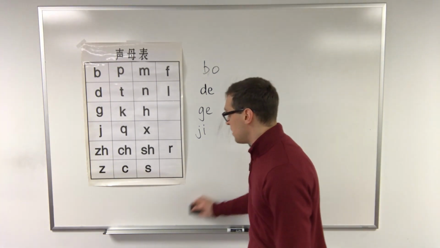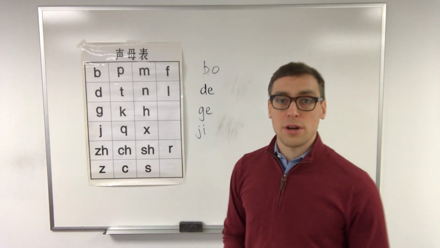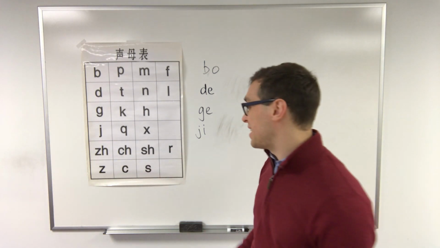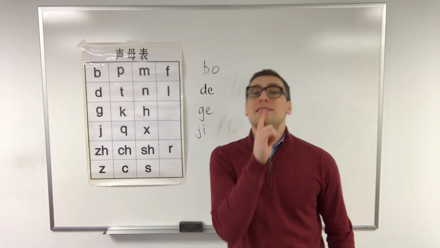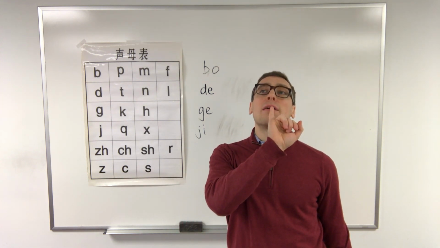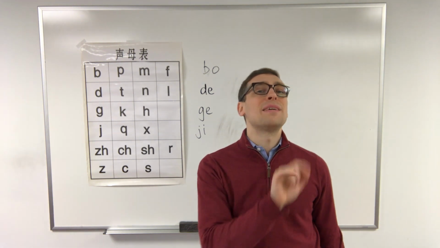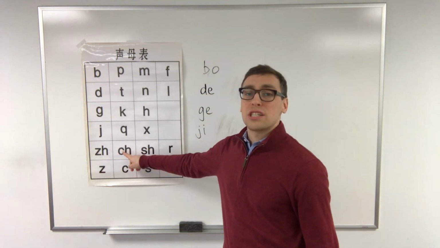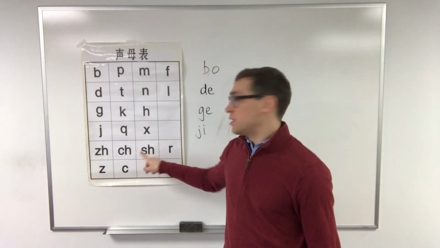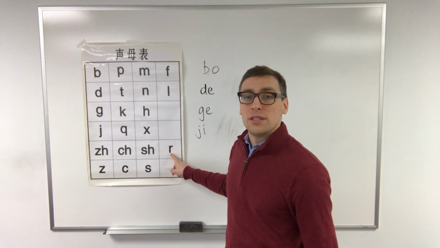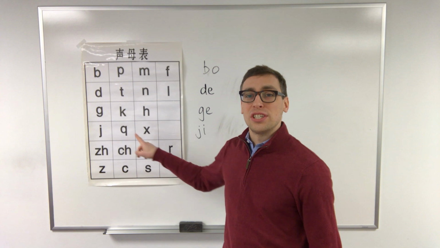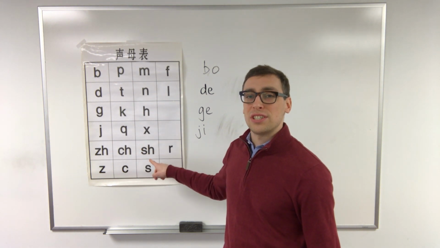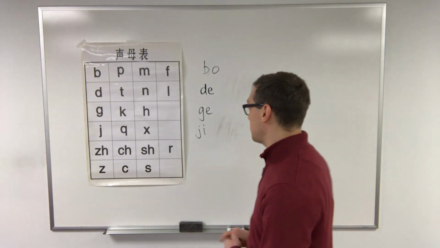Then we have our retroflex. We also talked about this last time we talked about pinyin. The tip of your tongue is up here on your hard palate. The tip of your tongue is up here. Zhi, chi, shi, ri, zhi, chi, shi, ri. 很好.